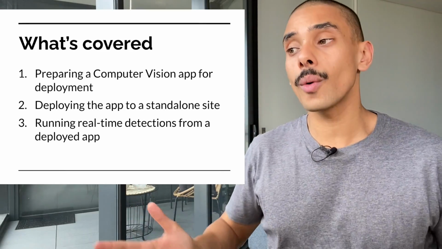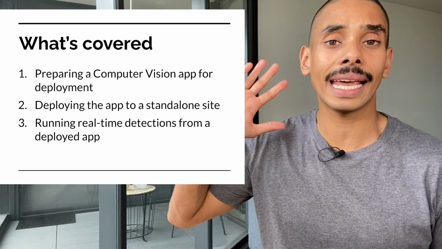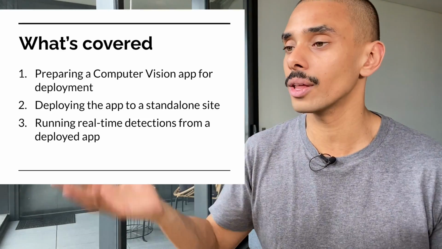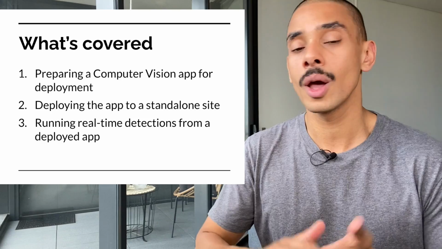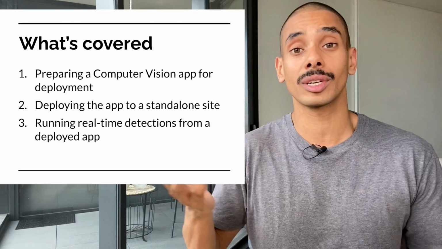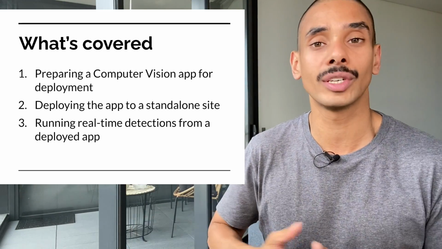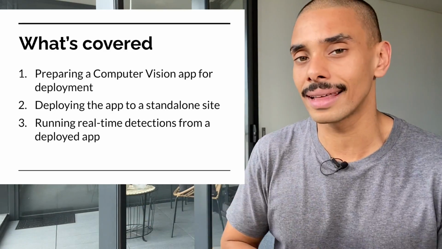So in this video, we're going to start off with a pre-built computer vision app, and I'll link in the description below where you can go and download this. So we'll prepare that for deployment. We're then going to take that app and deploy it to a standalone site, and then we're actually going to test it out. So we'll be able to see real-time detections made by our computer vision app.